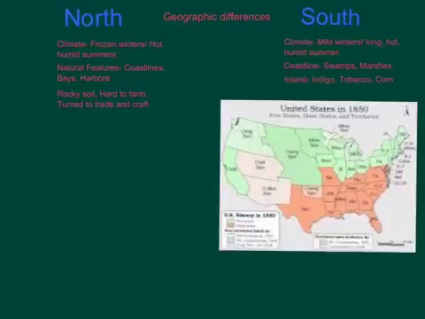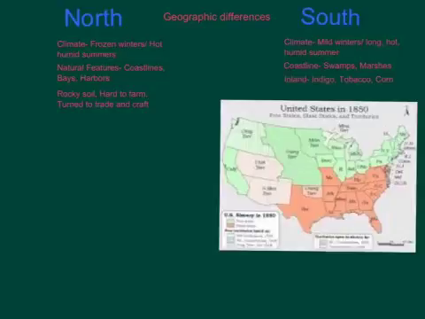Their climate included frozen winters and hot, humid summers. Their natural features included coastlines, bays, and harbors. They had rocky soil in the north, which was hard to farm. Then they turned to trade and craft.